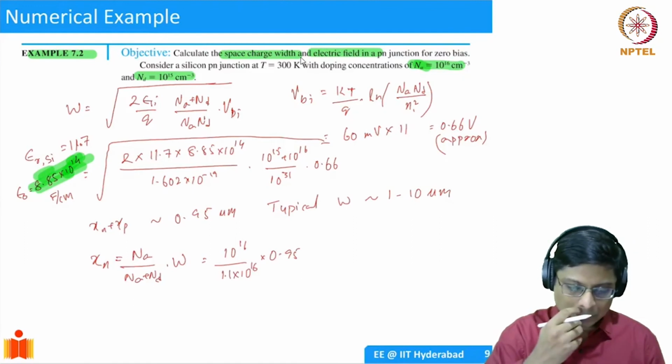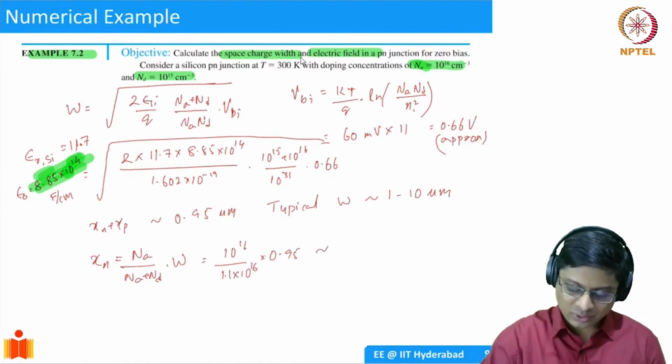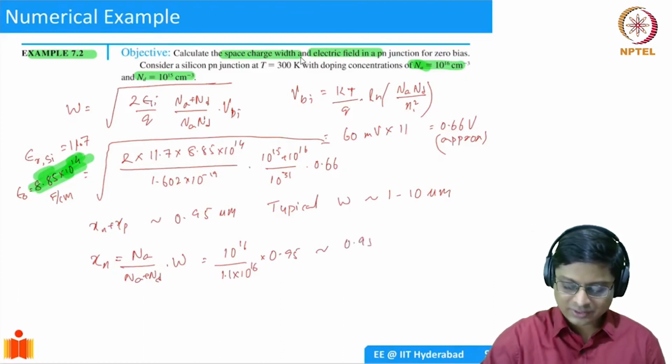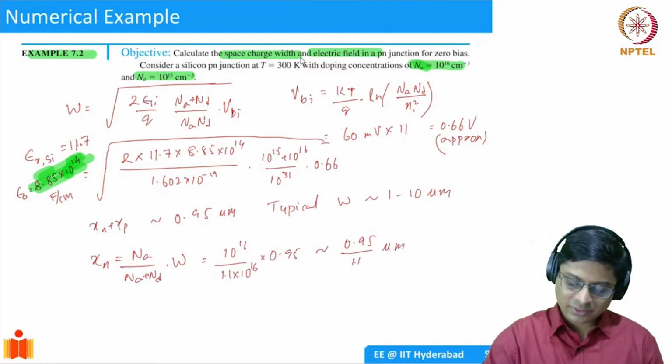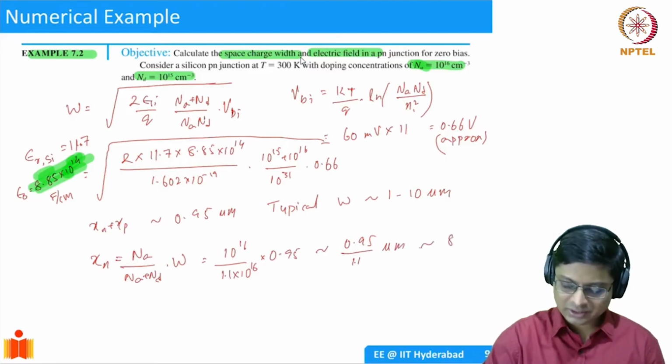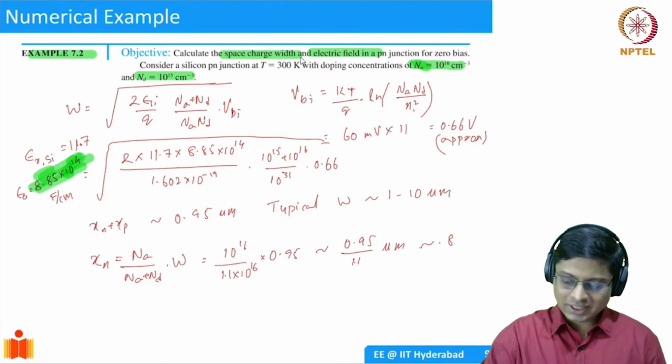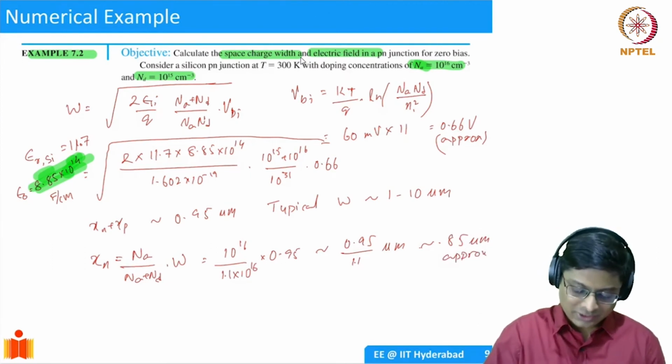So this will turn out to be almost equal, I mean, less, right? 0.95 divided by 1.1, not 11, 1.1. So this is going to be something in the range of 0.85 microns or so, approximately. Okay, whereas what is xp?